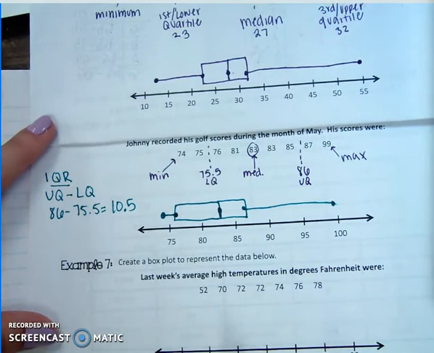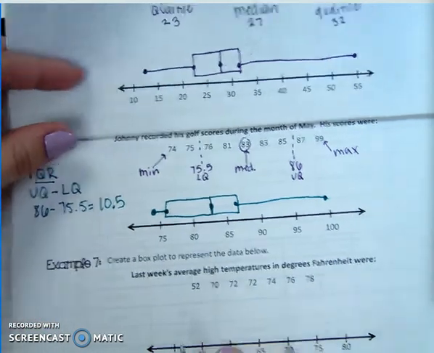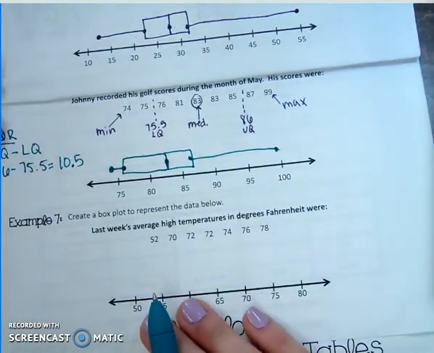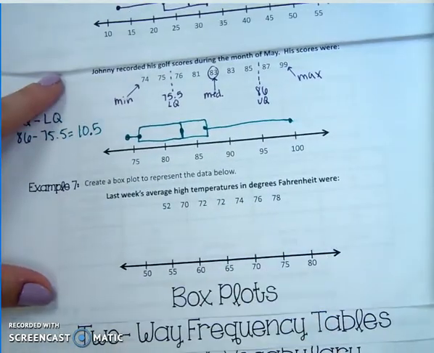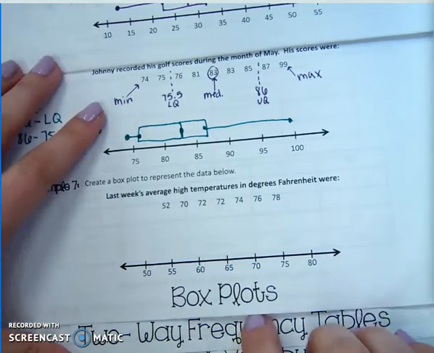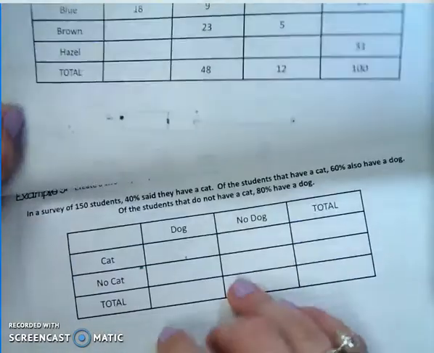Good. And the last example, the temperature highs in Fahrenheit. Actually, you can do this along with the left-hand page. I'll let you finish that one. Let's move on to two-way frequency tables.